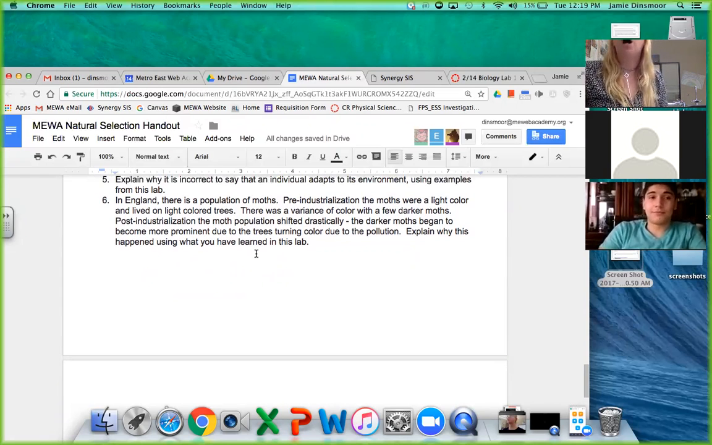The last question is about a real life situation of this happening, right? There's a population of moths pre-industrialization, right? So before there were factories and pollution and all of that, the moths were mostly light colored and they lived on light colored trees. There was a variance of color though, right? There were a few darker moths, just like we see variances in the human population, just different traits that are expressed.